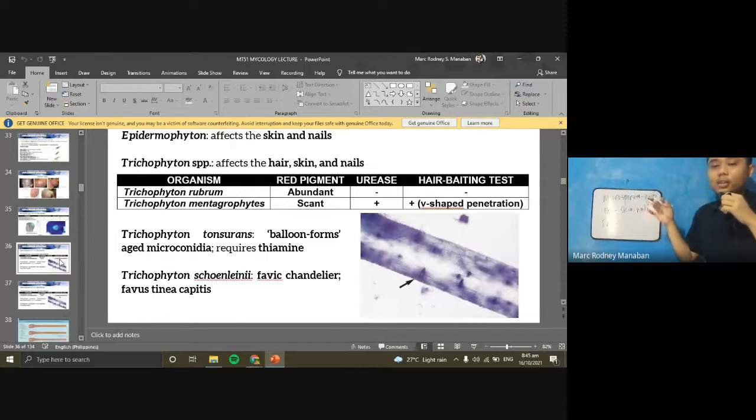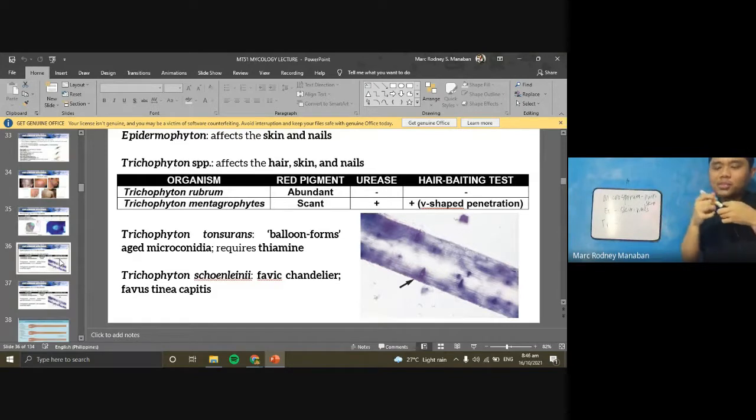For Epidermophyton, epidermis. Of the three, which ones are like the epidermis? Skin and nails. Alright? And then for Microsporum, hair and skin. So, hindi siya mabot sa nails. Wala ko mnemonics for Microsporum, pero ana lang akong pag-remember. Basta Microsporum, hindi siya mabot sa nails. Hair and skin lang siya. Alright? So that's how I remember.